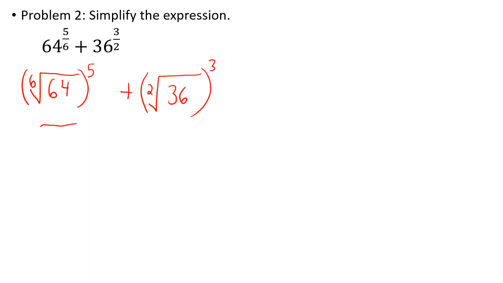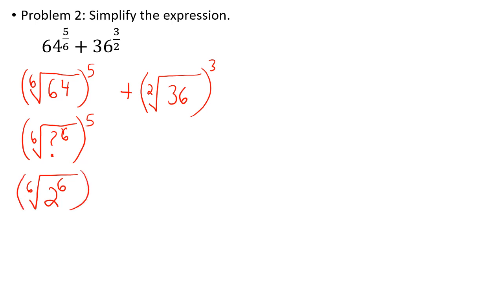Just like before, we want to go ahead and find some number to the 6th power, because that is the same as our index, to the 6th power, that gets us 64. That value is going to be 2. 2 to the 6 is 64. And therefore the exponent and the index will cancel out, leaving 2 to the 5th, which is 32.